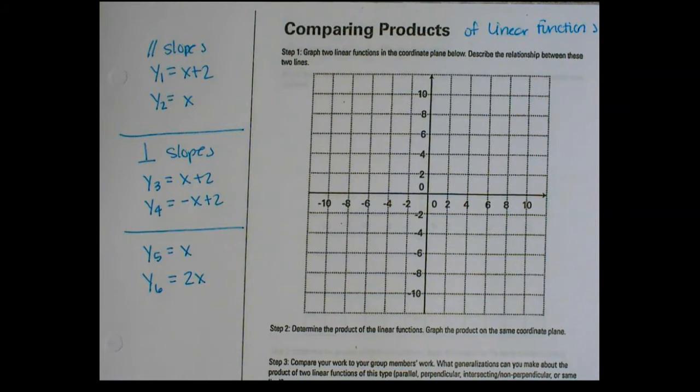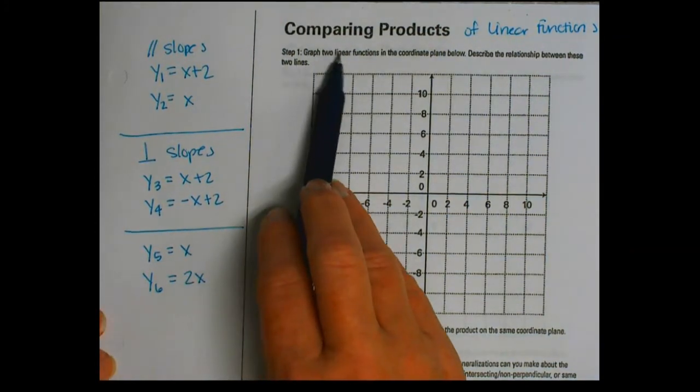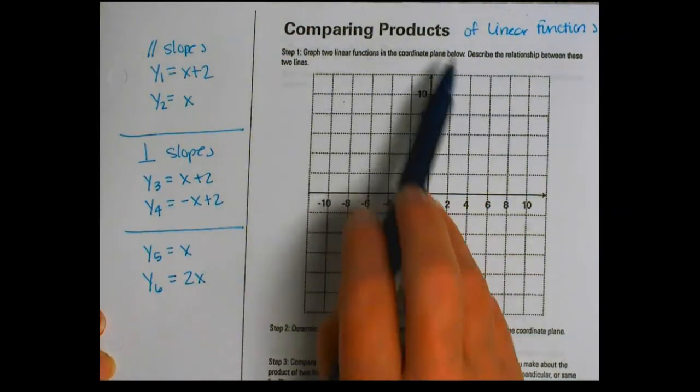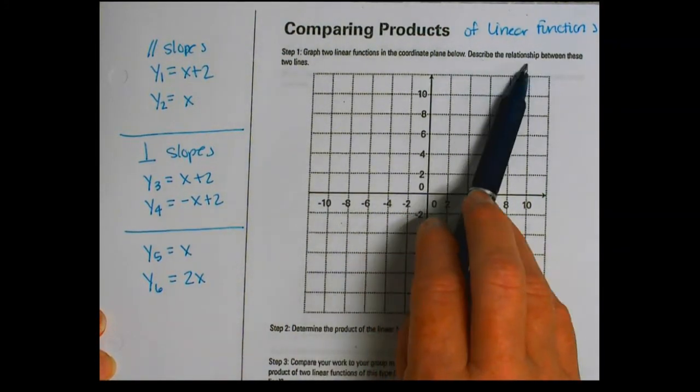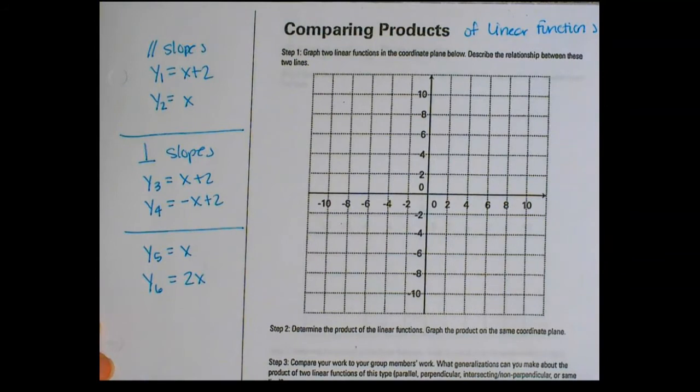So within those, you want to graph them. Number 1 says graph two linear functions in the coordinate plane below here. Describe the relationship between those two lines. So besides the slopes, you can talk about whether they intersect, where their x and y intercepts are, a lot of different things about those lines. So again, I'm going to pause the video and let you find your lines and graphs.